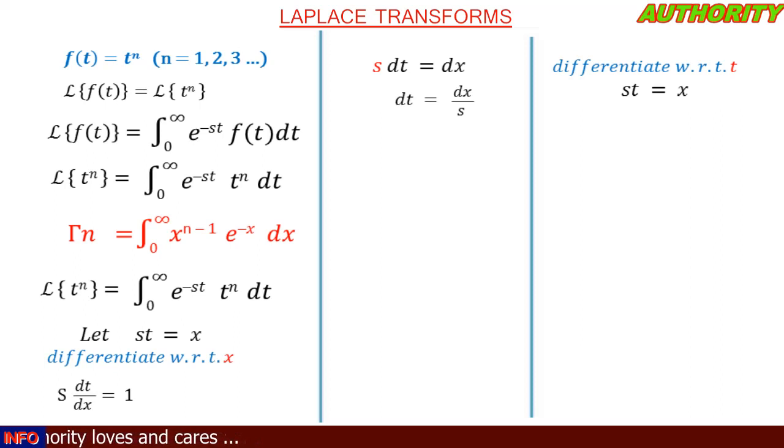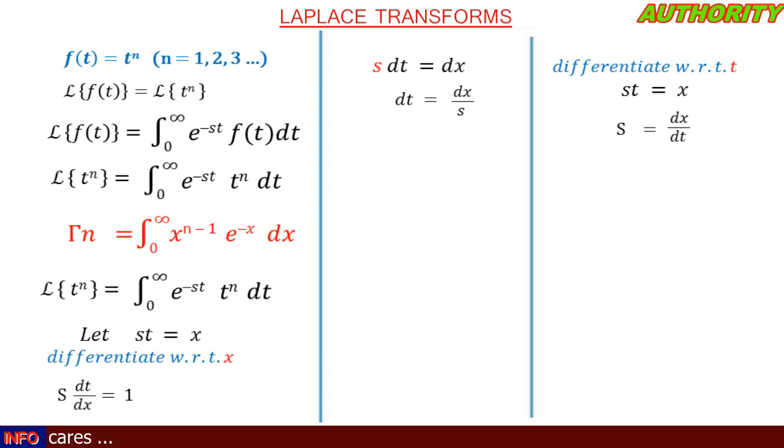When you differentiate st with respect to t, we are going to have s. You recall that s is a constant and t is a variable. So differentiating st with respect to t is going to give you s. Good. Now, differentiating x with respect to t is going to give you dx all over dt, telling you that this x is now in a derivative form.